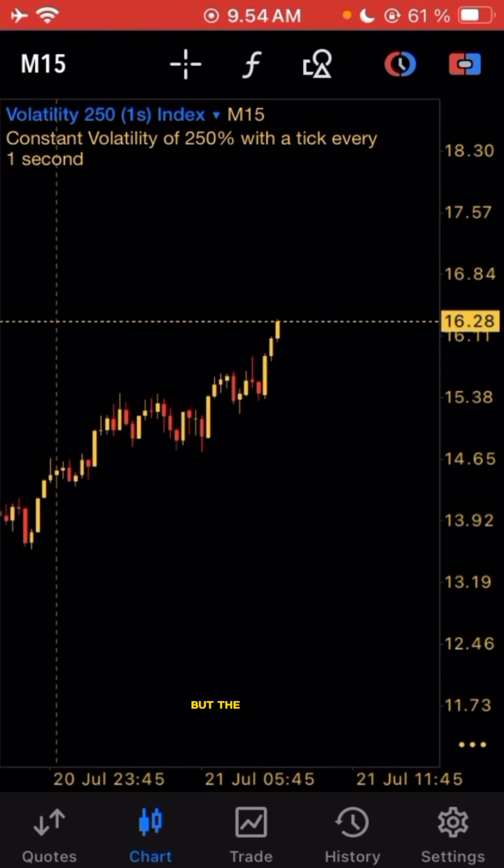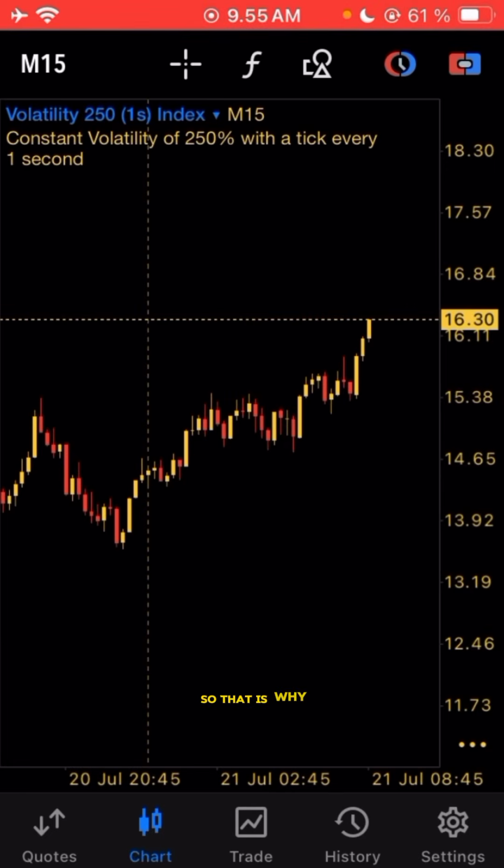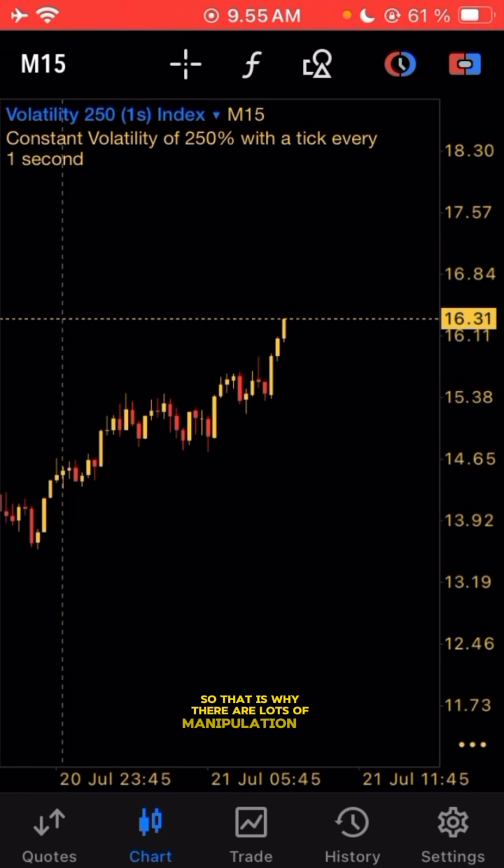But the synthetic indices market is regulated by the Deriv developers. The Deriv managers are the ones in control. So that is why there is a lot of manipulation in Deriv. Take note.